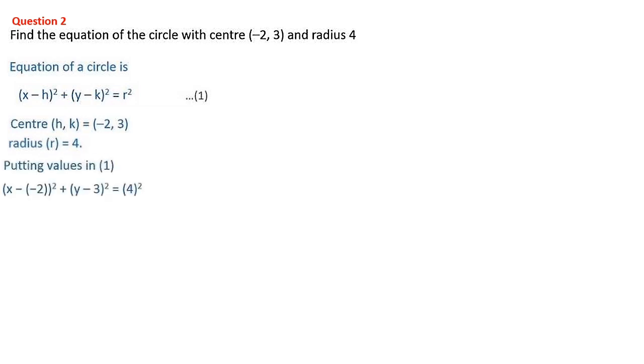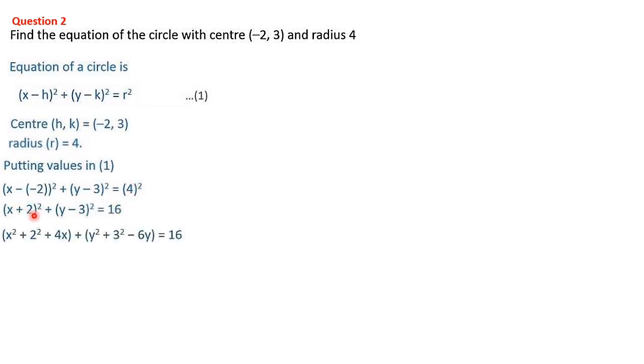Let's substitute it. X minus h is x minus of minus 2. So (x minus of minus 2) the whole square plus y minus k is 3, so (y minus 3) the whole square equal to radius 4 square. That is minus into minus plus, so (x plus 2) the whole square plus (y minus 3) the whole square equal to 4 square is 16.